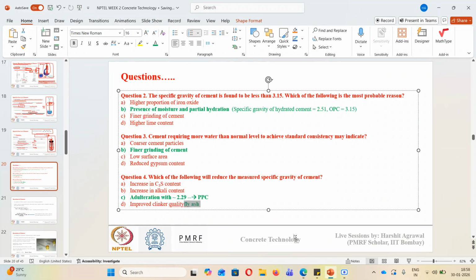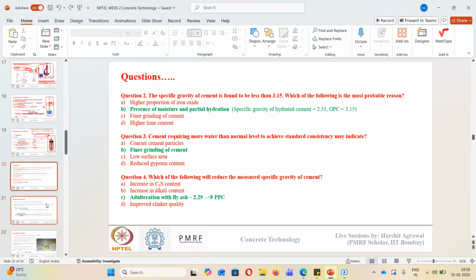For now, remember that when we add something which has low density to cement, it will reduce the specific gravity of cement. It can be the presence of moisture, partial hydration, or adulteration with fly ash. Okay, now let's move ahead.